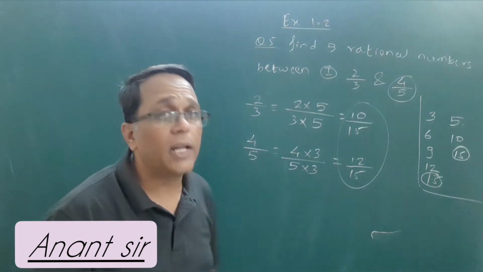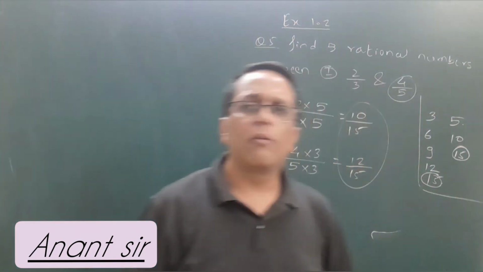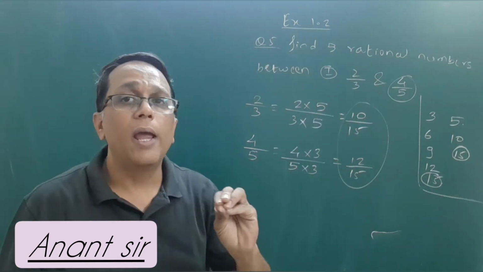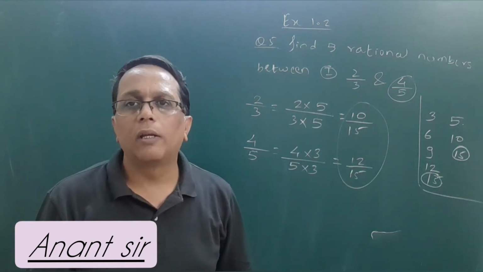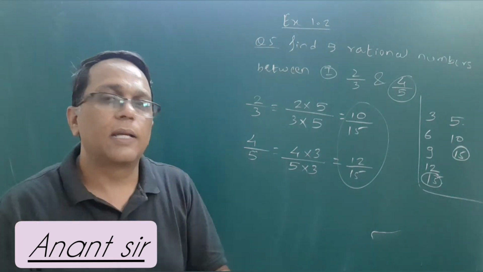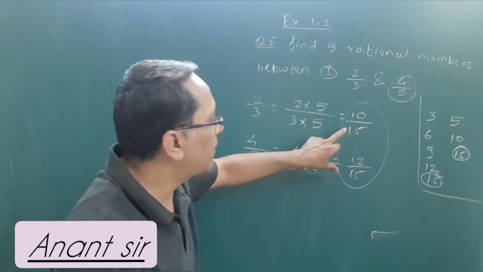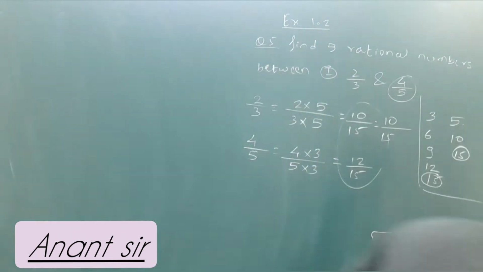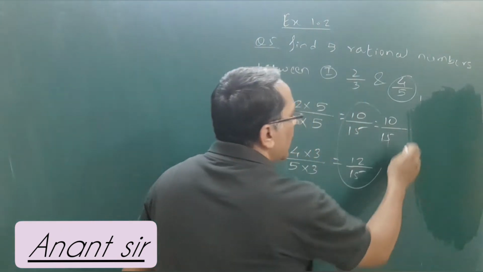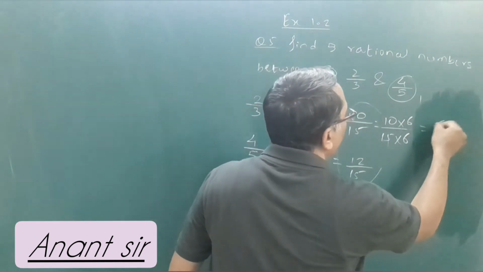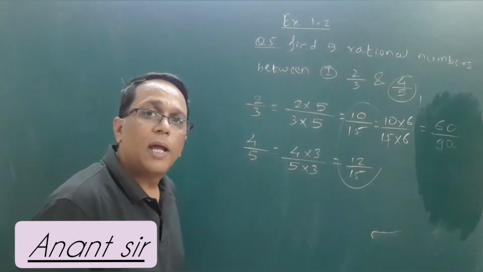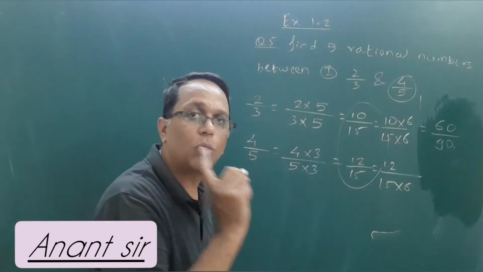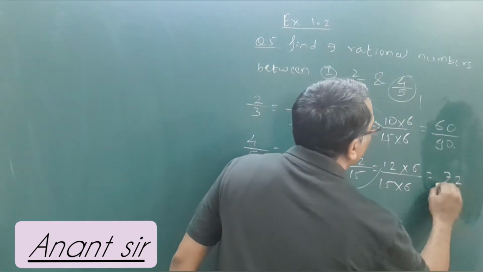But I want 5 rational numbers. So now what to do here? If you want 5 rational numbers, again just increase the denominator, multiply it by 5 or more than 5. Okay, so if I multiply the denominators by 6, what will my number be? Let me just erase this. If I am multiplying by 6, it's going to be 60 by 90, and if I multiply here also by 6, I have to keep the denominator same. I have to remember that, okay? So it will be 72 by 90.